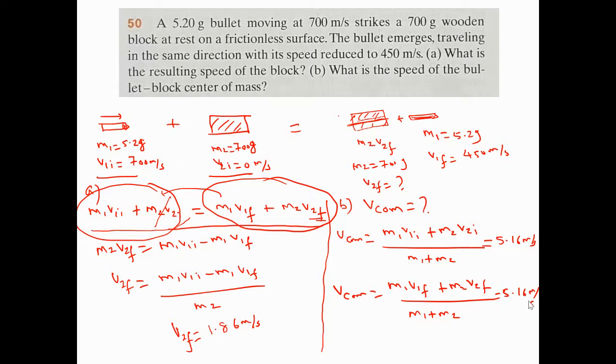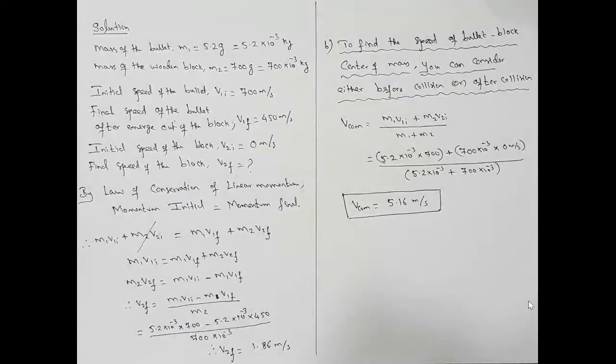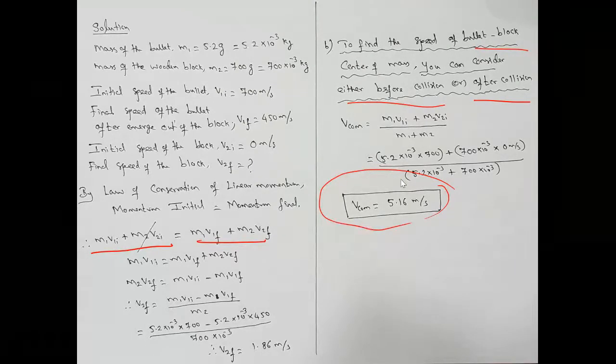So the explanation is given here. You can see the right hand side, the second question. What I wrote here: to find the speed of the bullet block system, you can consider either before collision or after collision. If you consider before collision, you have to take this part, or this part. When you consider the left hand side and the right hand side, you have to get the same answer. Clear? That's it. Your chapter 9 is over.